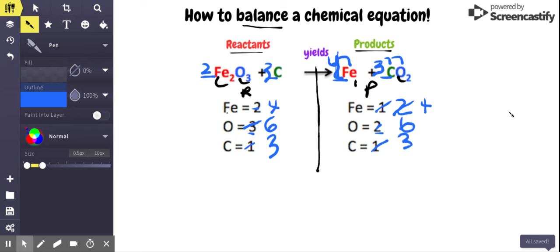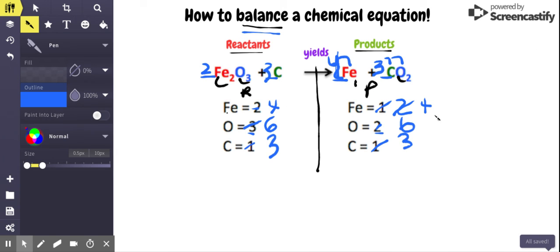A little tricky. I would say this is pretty much a medium strength problem. It's kind of difficult. But if you wanted this reaction to take place, you'd need 2 iron oxide, 3 carbon to react and yield 4 iron and 3 carbon dioxide. So 2, 3, 4, 3 would give you a balanced chemical equation.